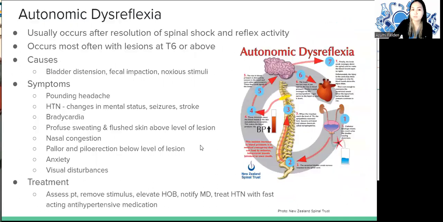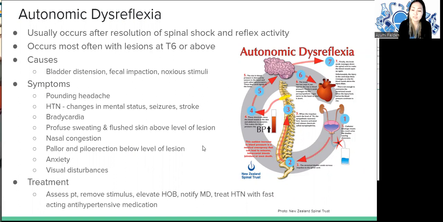And what follows spinal shock could be autonomic dysreflexia. It usually occurs after resolution of spinal shock and return of reflex activity, and occurs most often with a lesion at T6 or above. So it is a condition that emerges after spinal cord injury, usually when the damage has occurred at T6 or higher. The higher the level of spinal cord injury, the greater the risk.